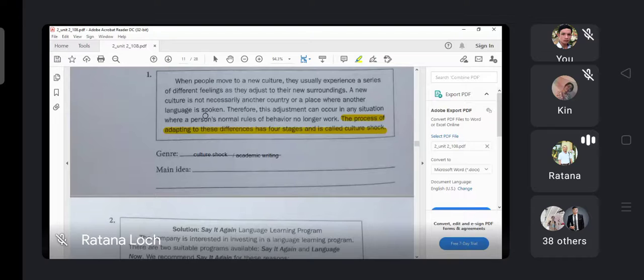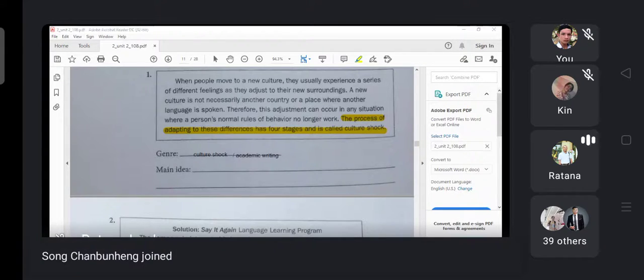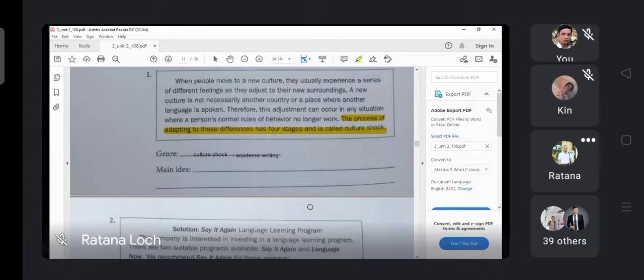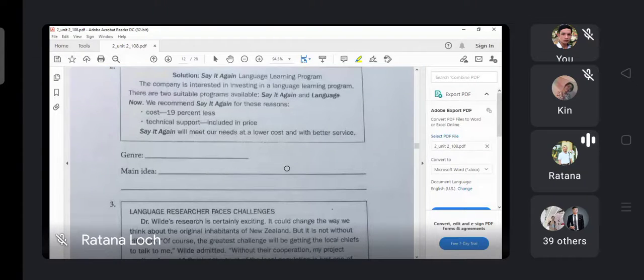You can see a new culture is not necessarily another country or place where another language is spoken. So like I said, even in our country, maybe you go to the northeastern part of Cambodia, you might see something new that you don't expect. Good. How about number two?